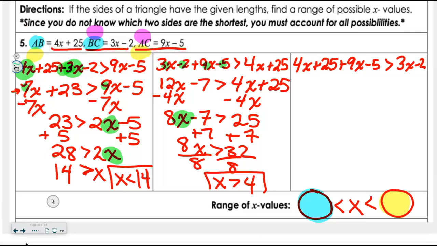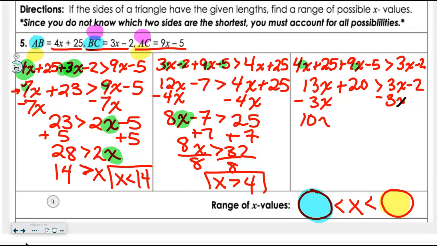What's the first step? Always combine like terms. Let's go do that. I'd have 13 x's, 25 minus 5, 20. I now am going to get the variable on one side, correct? Would I choose to subtract the 13 or subtract the 3? I would choose to subtract the 3 because I don't want to mess with negatives. So I'm going to go over here and subtract the 3x. Okay? So move the smaller one over. You're less likely to make a mistake, actually.